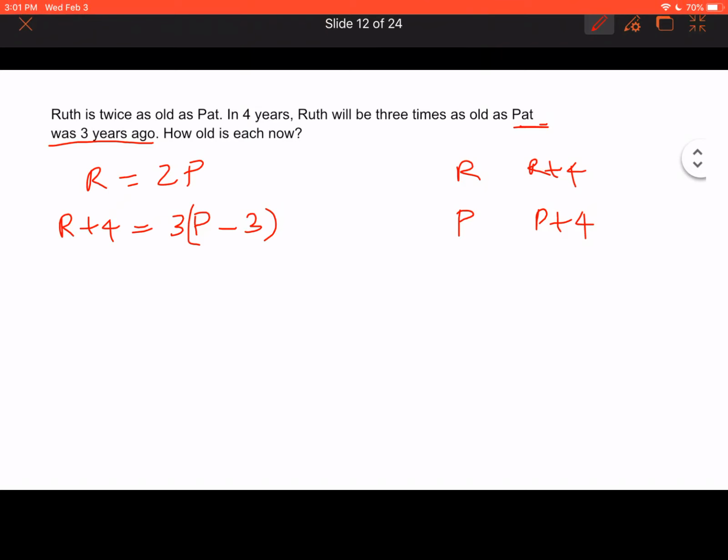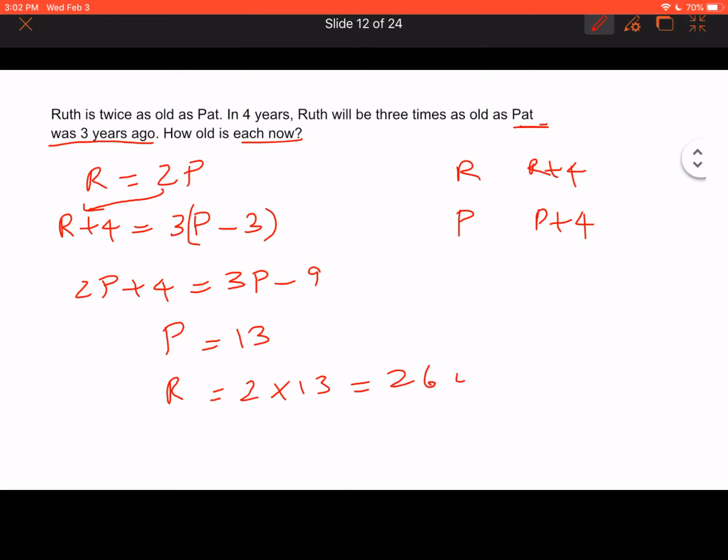Once we get this, the solution is the same. We substitute the value of R, and we get the age of P, that is Pat, as 13. Here they have asked how old each of them is, so we also have to find the age of Ruth. Ruth is twice P, right? So she is going to be 26 years old. These are the simple ways by which we can convert the information given in the problem to an equation.